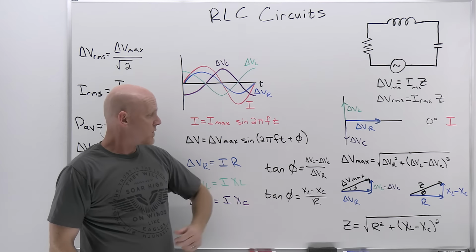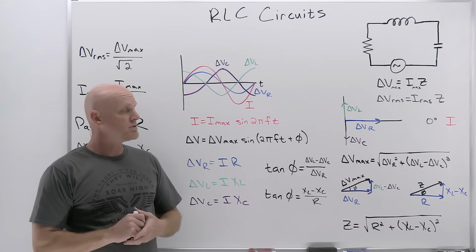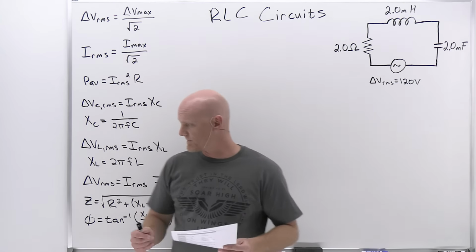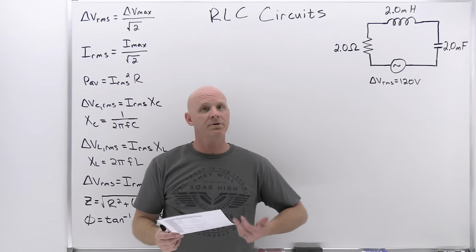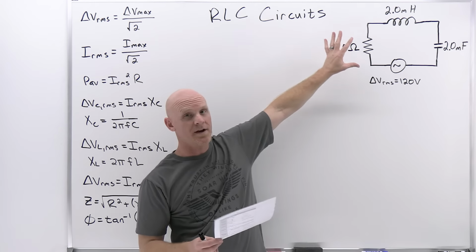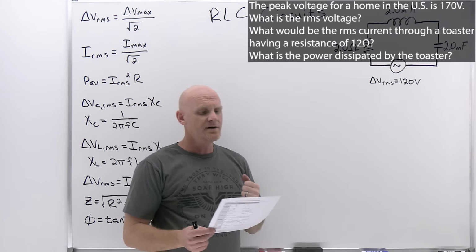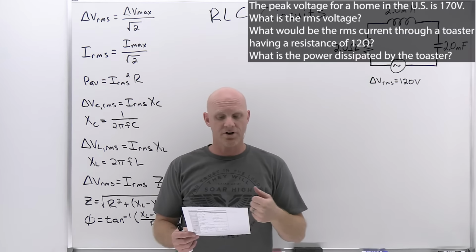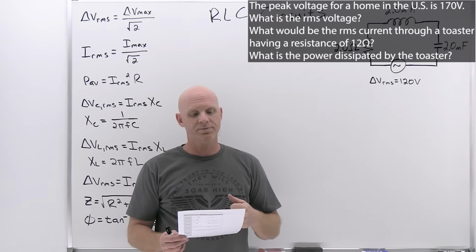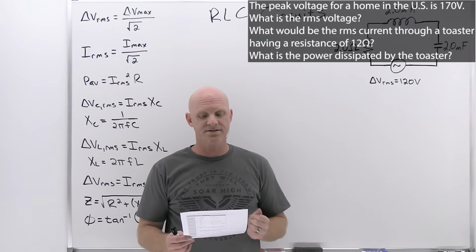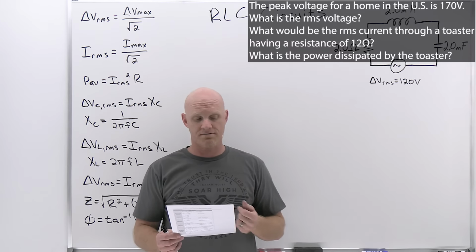Okay, and we'll come back to some importance for that phase angle in just a little bit, but I think we're ready to do a little bit of plugging and chugging. All right, so we've summarized our entire list of equations up till this point, and got a couple different questions. We'll start with an easy one, and then we'll do the one that applies specifically to this RLC circuit off to the right here. The first question says, the peak voltage for a home in the US is 170 volts. What is the RMS voltage? The second part of the question says, what would be the RMS current through a toaster having a resistance of 12 ohms? What is the power dissipated by the toaster for part 3?